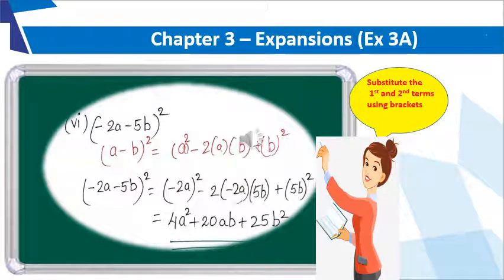Next sum, minus 2a minus 5b the whole square. Substitute the first and the second terms using brackets. When you use brackets, you don't make errors. Here the first term is minus 2a and the second term is plus 5b. Using the identity a minus b the whole square equal to a square minus 2ab plus b square, we get the answer as 4a square plus 20ab plus 25b square.